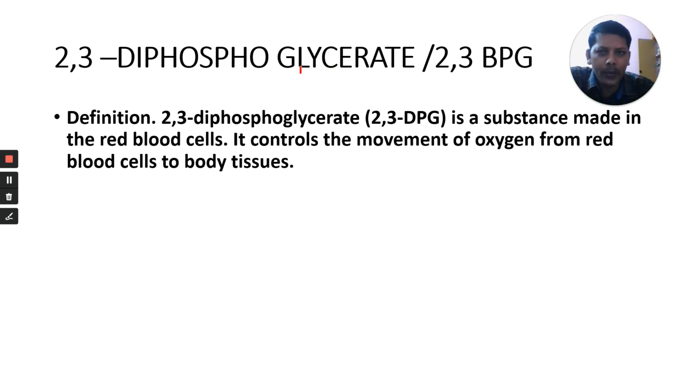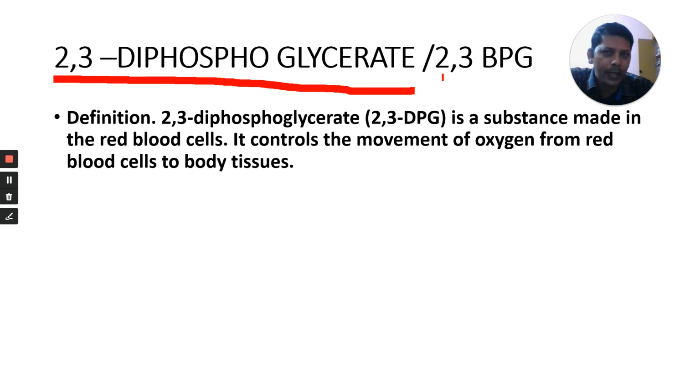It is not given in our textbook, but it is important. You have to remember 2,3-diphosphoglycerate. It is also called 2,3-BPG. Very, very important. It is the other name. B means bi, D means di. So 2,3-DPG is also called 2,3-BPG.